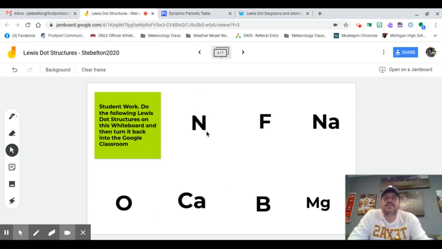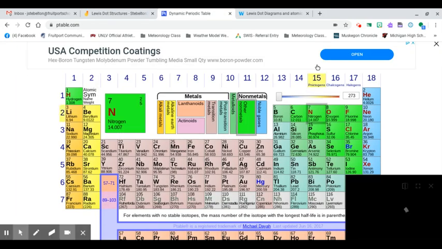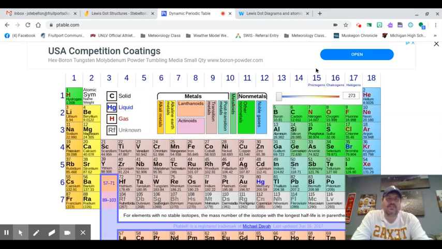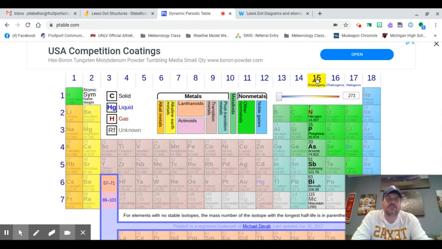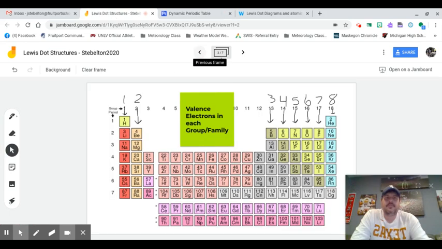Okay, so the first one here is nitrogen. So again, we've got to figure out how many valence electrons nitrogen has. So you can do that by either going to the dynamic periodic table. Nitrogen's in group 15. So I know, because I've memorized it, that if the elements are found in group 15, they will have 5 valence electrons. But if you don't want to memorize those, you can go back to this periodic table. Nitrogen's right here. And then the number that has the arrow pointing down to the group is the number of valence electrons. So nitrogen has 5.